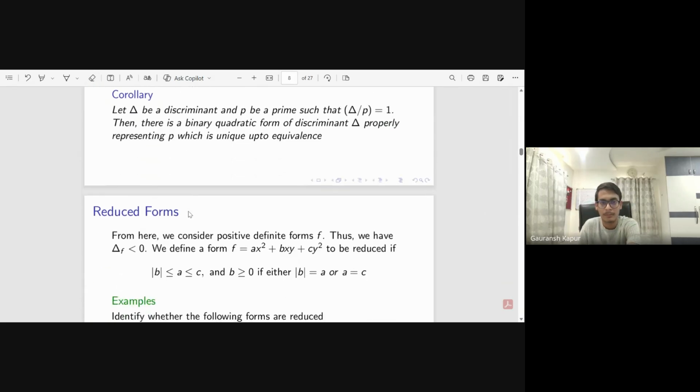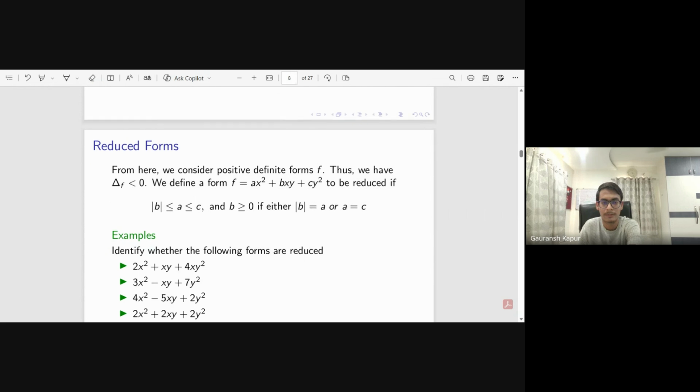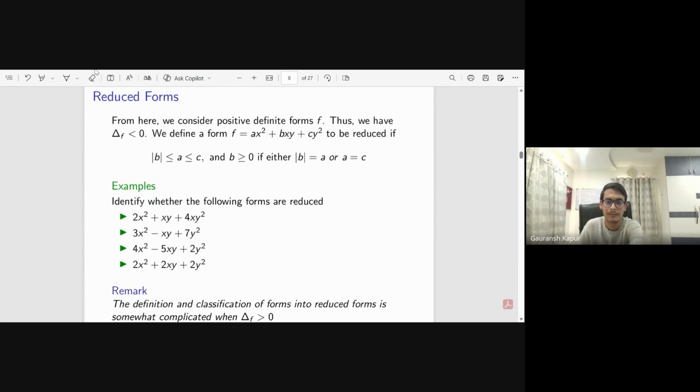And now we come to reduced forms. In defining the class group, we require the notion of reduced forms, and we'll define them as follows. From here, we'll consider positive definite forms f, because for indefinite forms the theory is a bit different and the definitions are somewhat complicated. Since the form is positive definite, the discriminant is strictly less than 0.